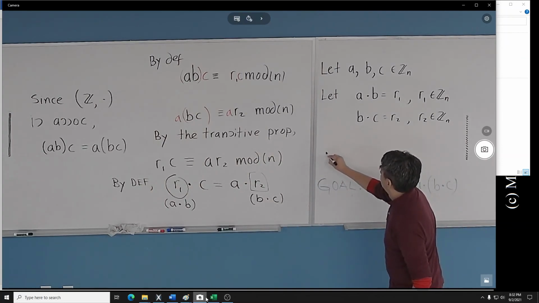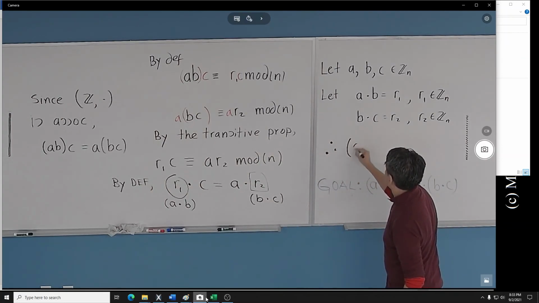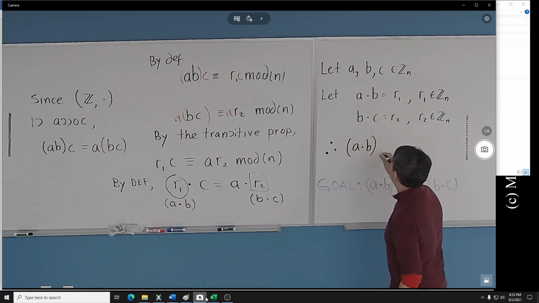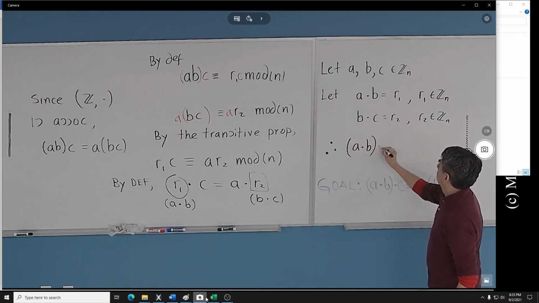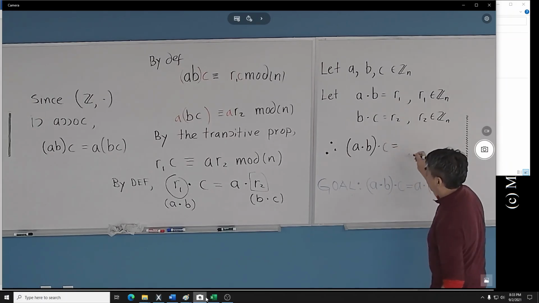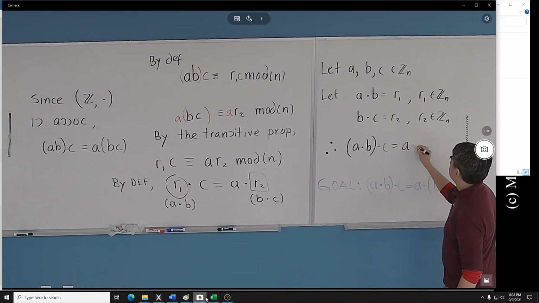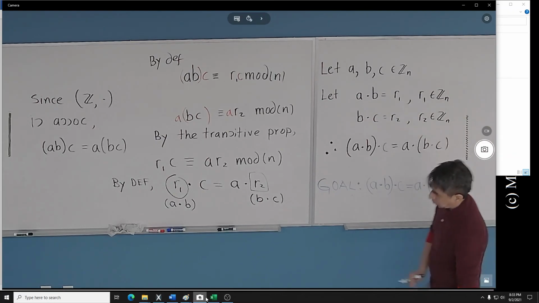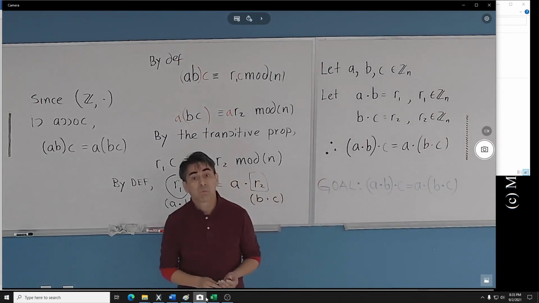So therefore, the quantity A times B multiplied by C equals A multiplied by the quantity B times C, and we are done.